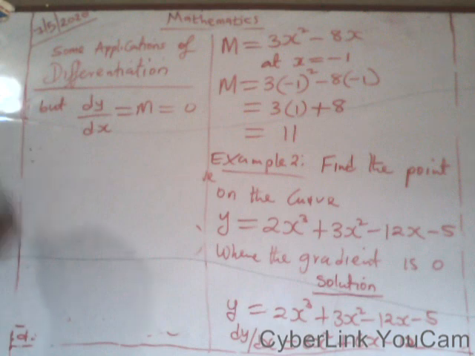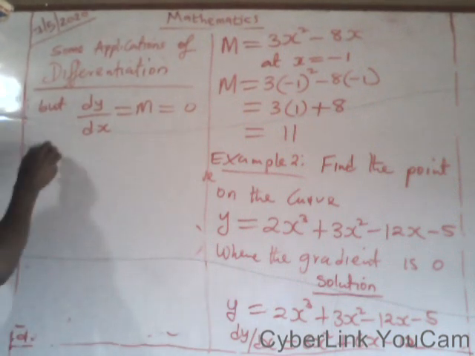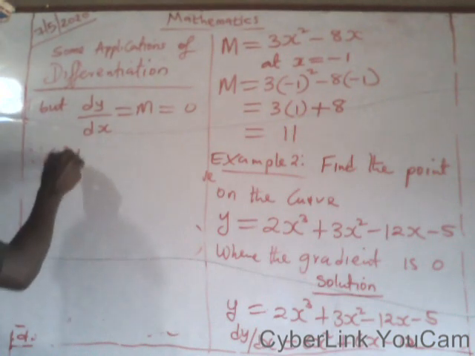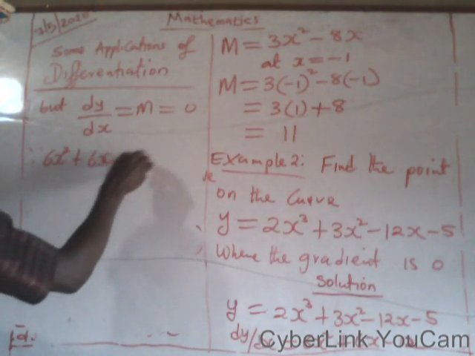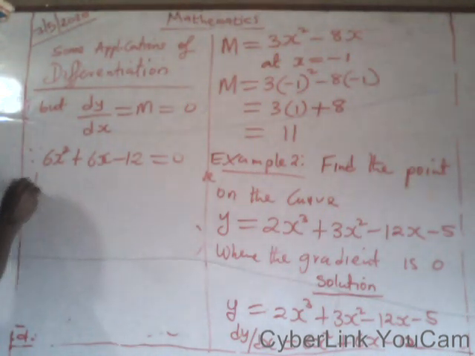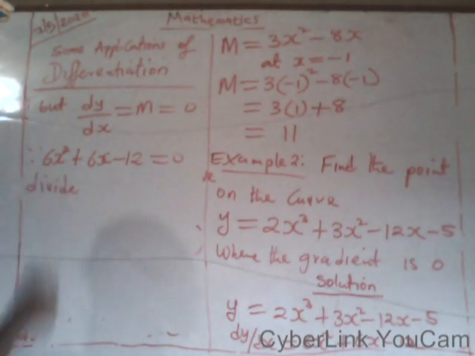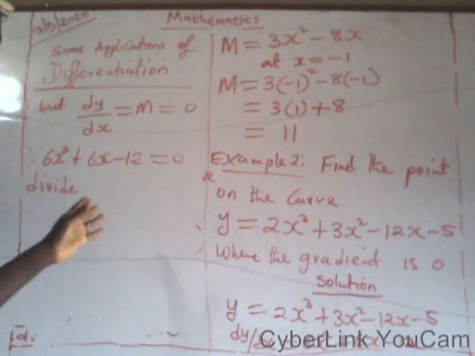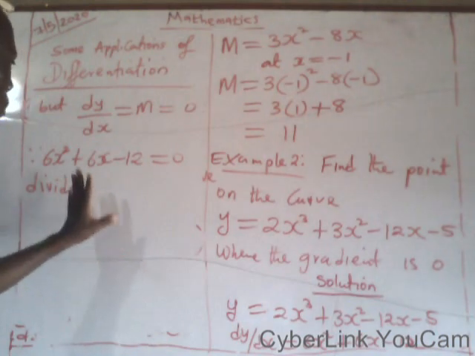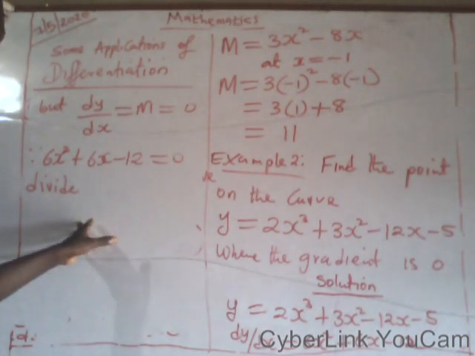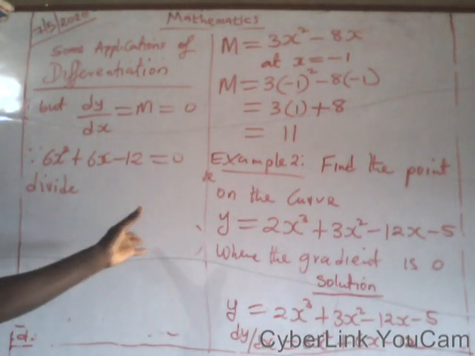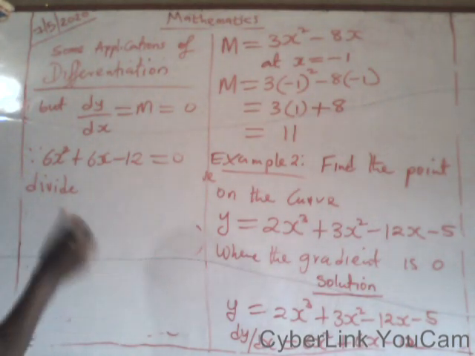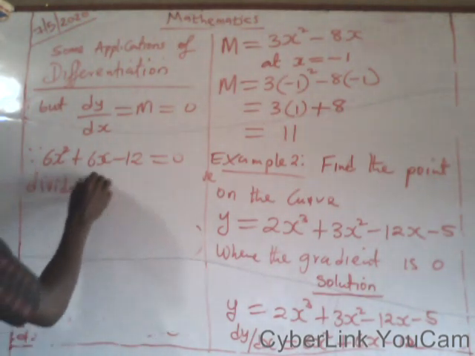So that means that 6x squared plus 6x minus 12 is equal to 0. By the time you divide through by 6, this is a quadratic equation that you can solve using any method: the factorization method, the completing the square method, or the general formula. But the best thing to do is to simplify it further. That is, we divide through by 6, so that the expression becomes simpler and you can easily solve it.